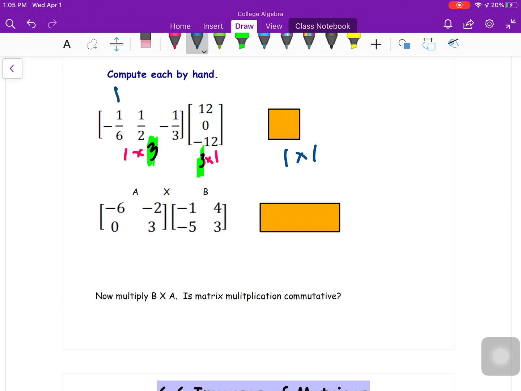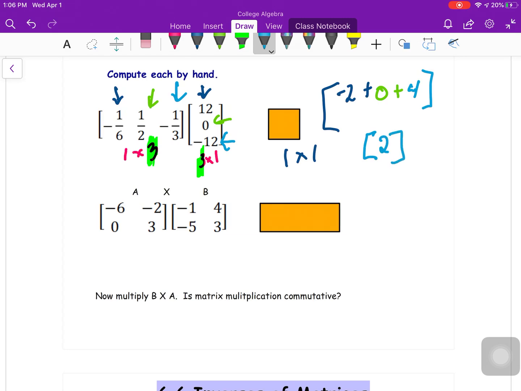So that means I would take negative 1/6 times 12, which is negative 2, plus 1/2 times 0, which is 0, plus negative 1/3 times negative 12, which is 4. So that gives me negative 2 plus 0 plus 4, which is 2.